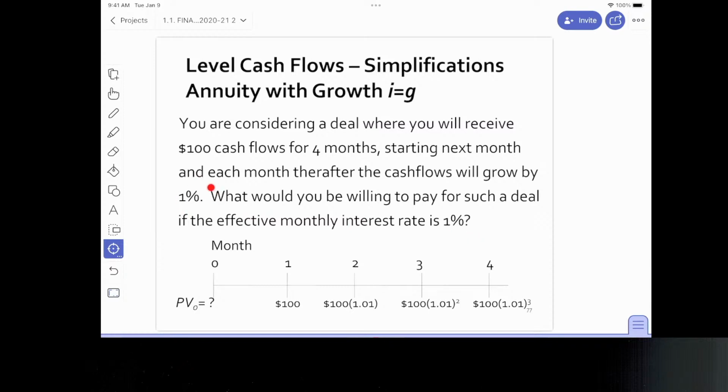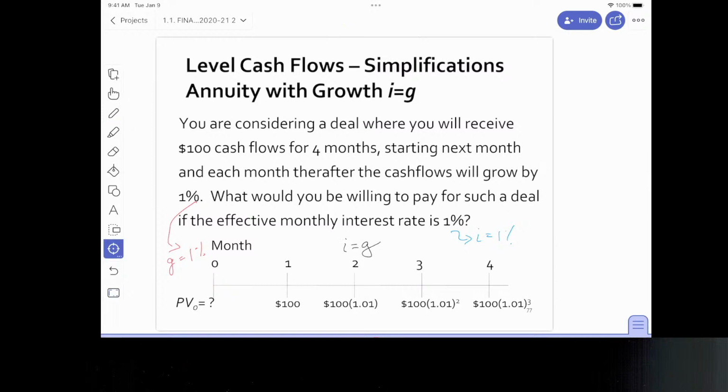So here the growth rate matches the interest rate. So this is the interest rate. And this is the growth rate. So it is a growing annuity, but here i equals g. So we can't use the formula.